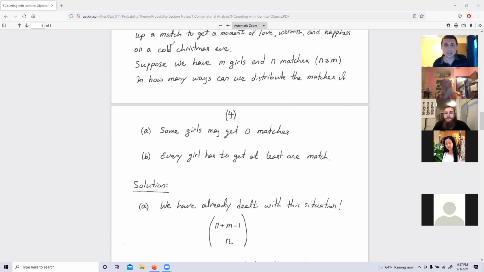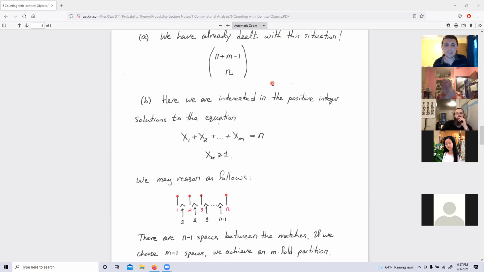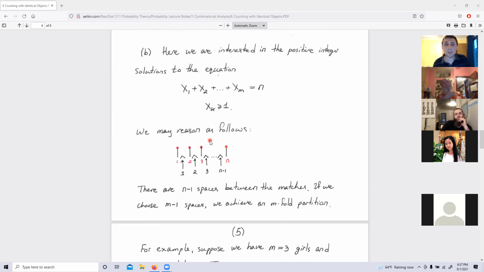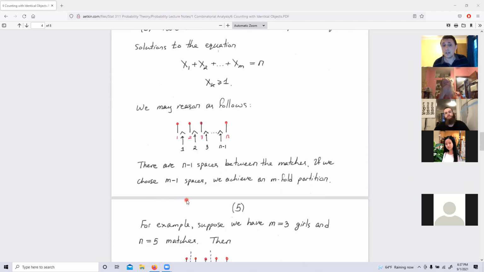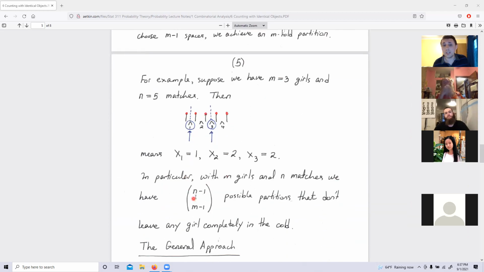Okay, let's see other solutions here. So you can also do this, guys. I gave another argument. Here are the matches, and I only need to divide the spaces between them. So between the matches there are N minus 1 spaces. Do you agree? And of those spaces, I need to pick M minus 1 spaces. So I can just as well write it as N minus 1 choose M minus 1, which is the same, right? Because what's the multinomial coefficient?